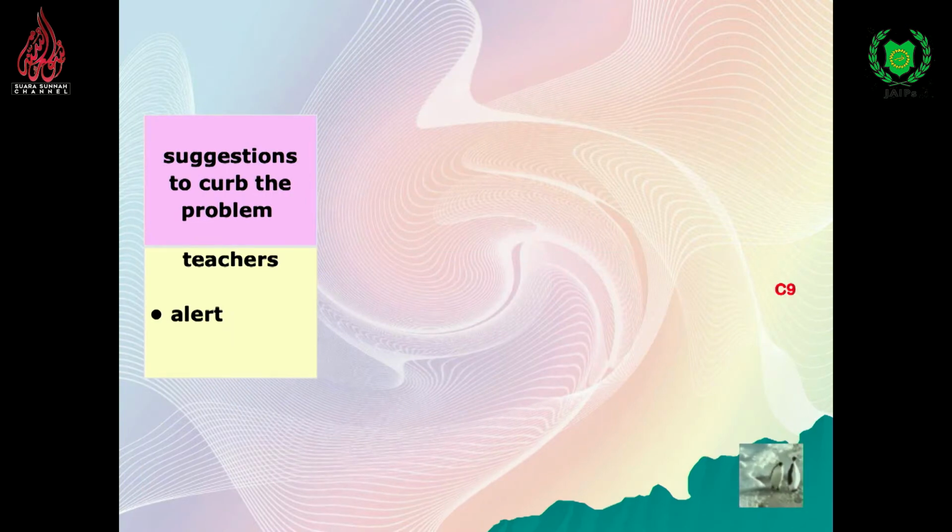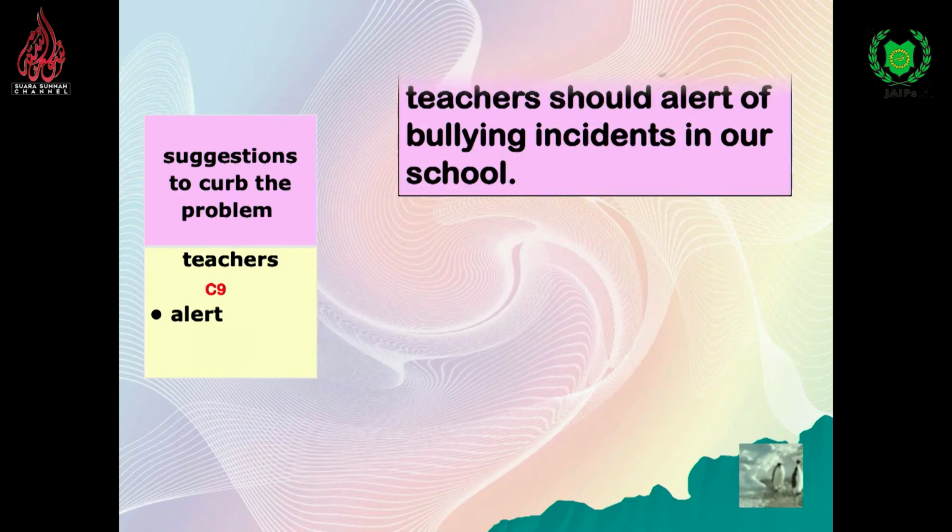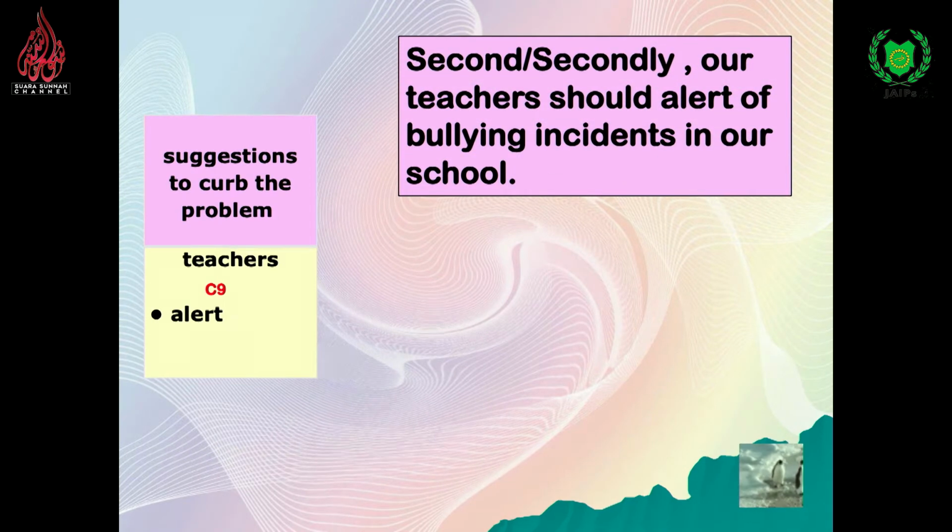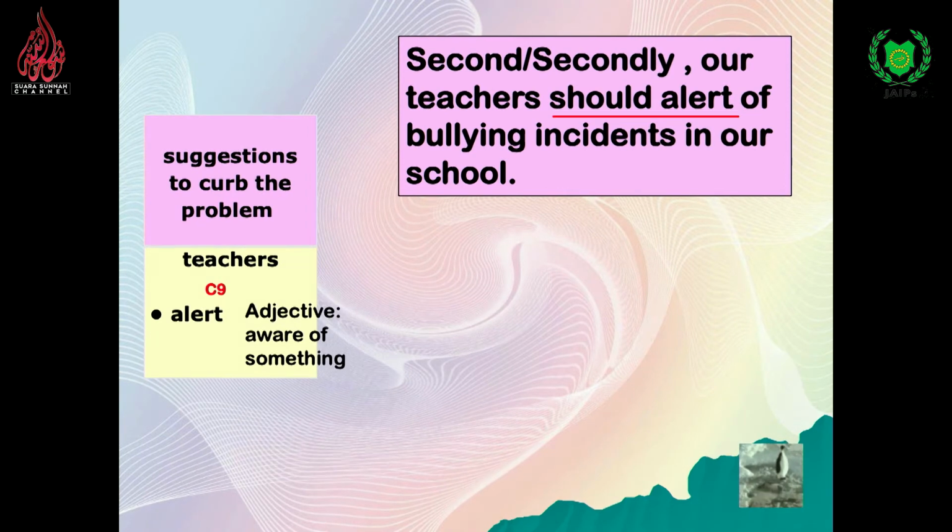Suggestions to curb the problem. What about teachers? Alert. Now, look at the word alert there. How is it used in a sentence? Secondly, our teachers should alert of bullying incidents in our school. Now, is that correct? Should alert. Now, what is alert? Alert is an adjective, meaning after the word should, you must have a root verb, but alert is an adjective. So, because of that, this sentence is wrong.